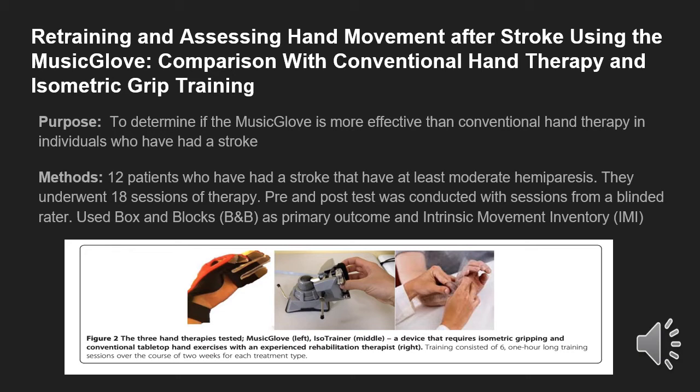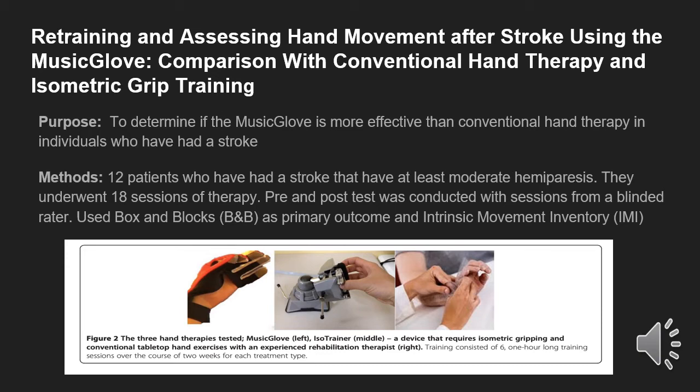Research looks at this tool called the Music Glove, and it was comparing if the Music Glove was actually better than a conventional hand therapy and an isometric grip training. So obviously the purpose of this glove was to see if it was more effective than conventional hand therapy. So they used 12 patients who had recently had a stroke and they had at least moderate hemiparesis. They all did about 18 sessions of therapy, and they also did a pre and a post test.